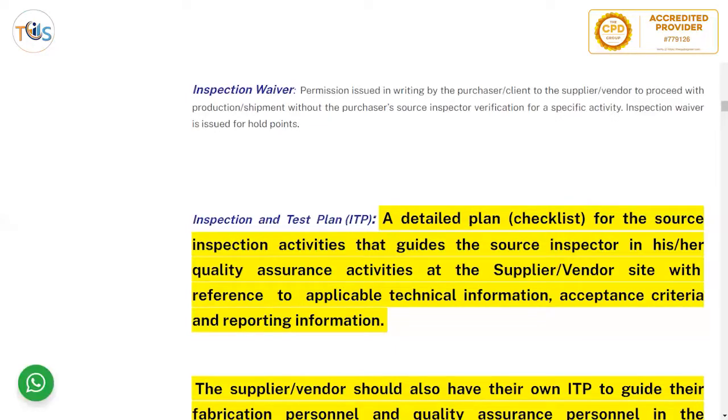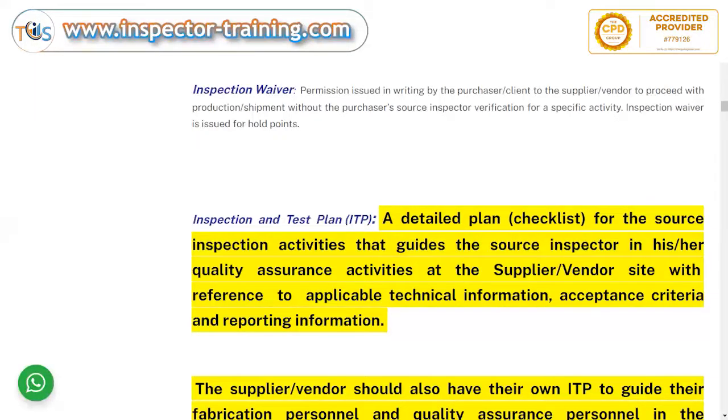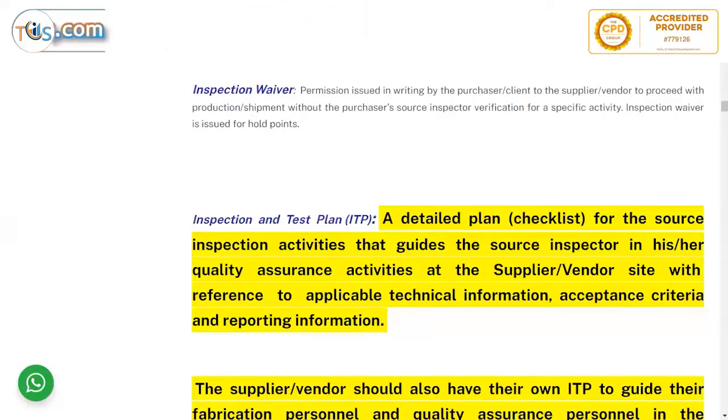Whereas witness point means the vendor still notifies the purchaser of the date and the location of that test, but if the purchaser representative or source inspector representing the purchaser or the client does not attend, it does not hold back the supplier from proceeding.